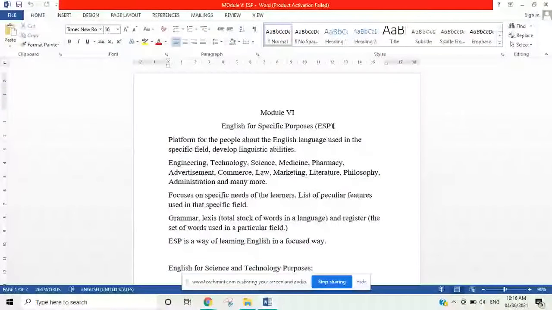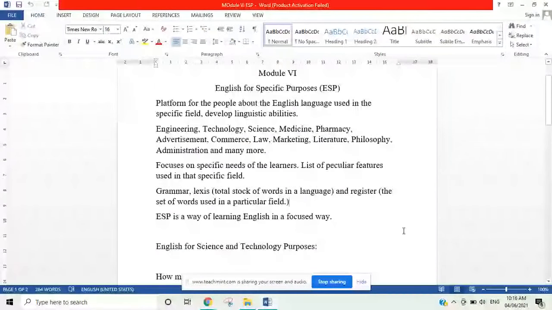So I told you that English for specific purposes provides a kind of platform for people about the English language used in a specific field, or to develop linguistic abilities. English for specific purposes is a kind of thing which will give you the knowledge of how to use the English language in a specific field.